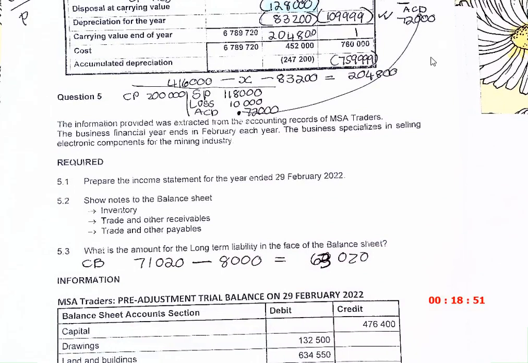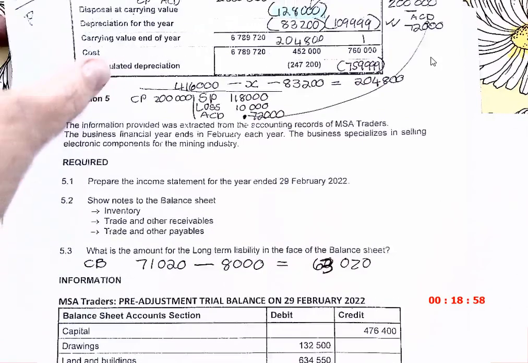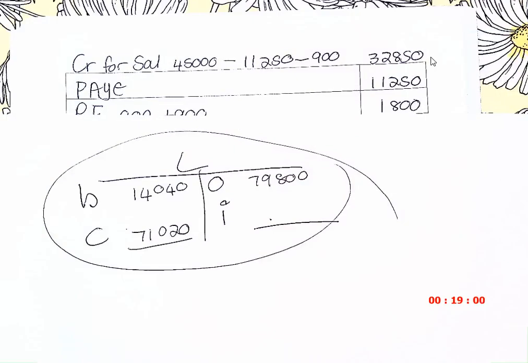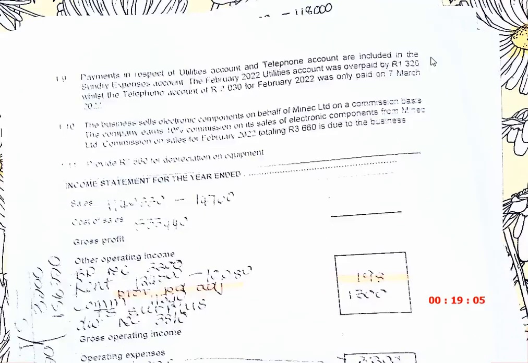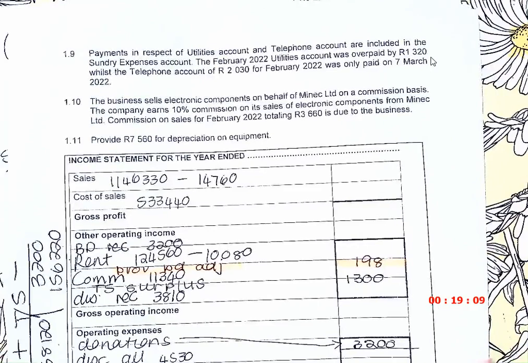Okay. And so all the adjustments are done. So now I can just literally close off everything. So let's start with the income statement. Did I forget? Ach nee, there's more. There's more. It doesn't stop.